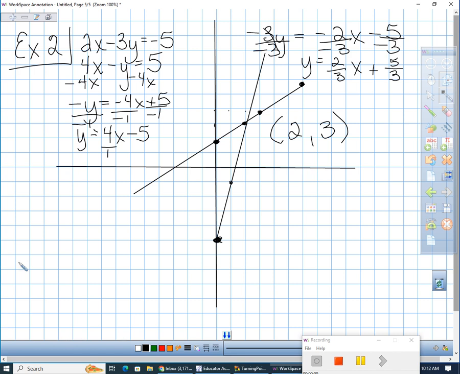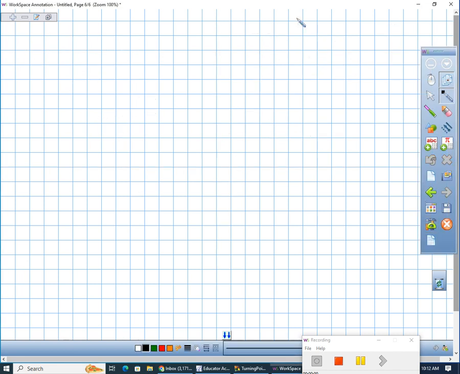All right, here we go. Example number 3. Put that in there and draw your axis just like I do. All right, this is example 3.